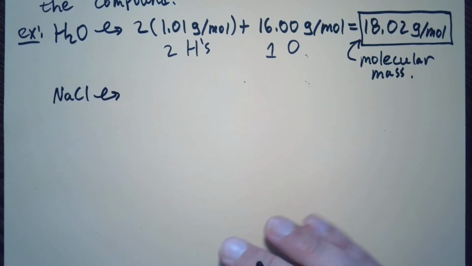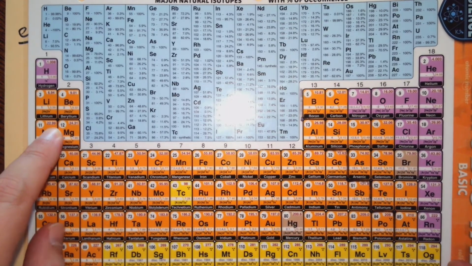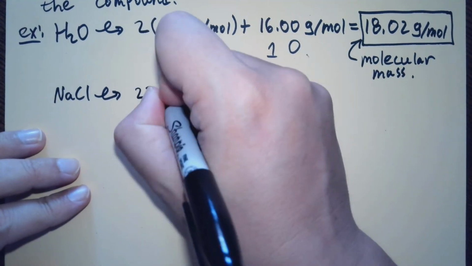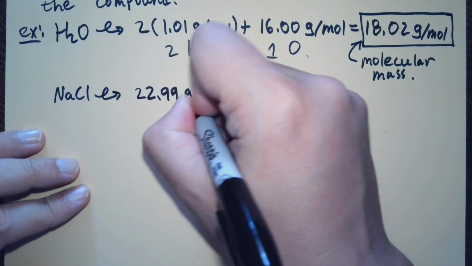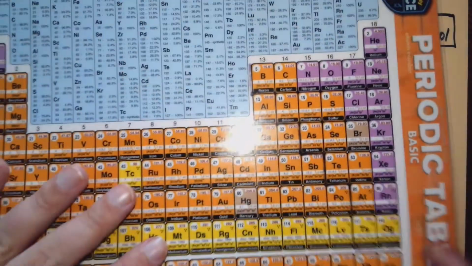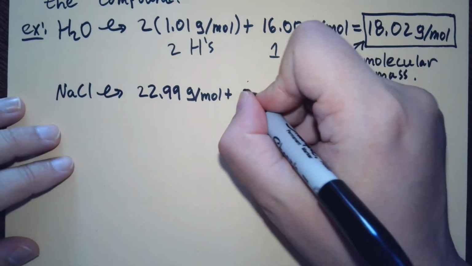sodium. I've got 1 sodium, 22.99 grams per mole. I've got 1 chlorine, 35.45 grams per mole.